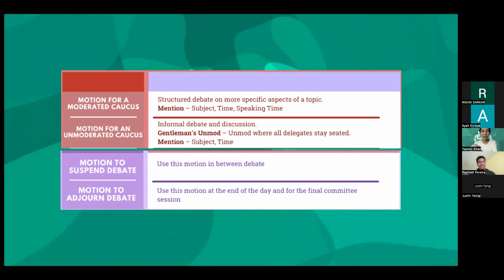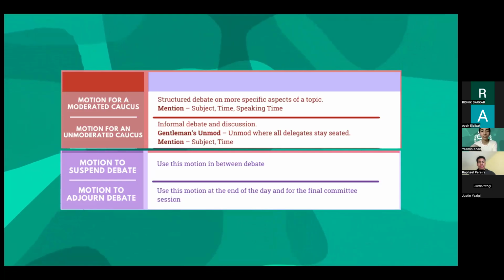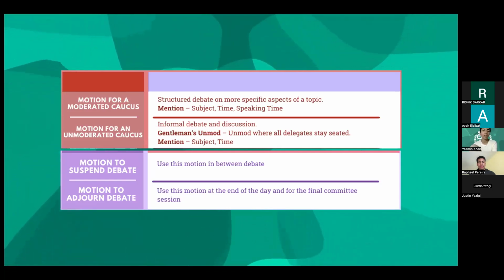Okay, so those are the red blocks here, the mods and the unmods. Now we have the ones in the purple. You can motion to end debate. It says here there are two types of ways to end certain types of debates. There's the motion to suspend debate and then the motion to adjourn debate. So what's the difference between the two?